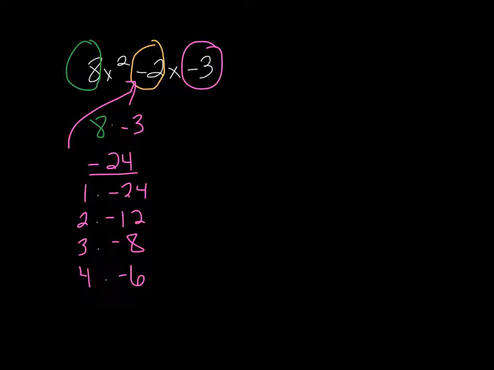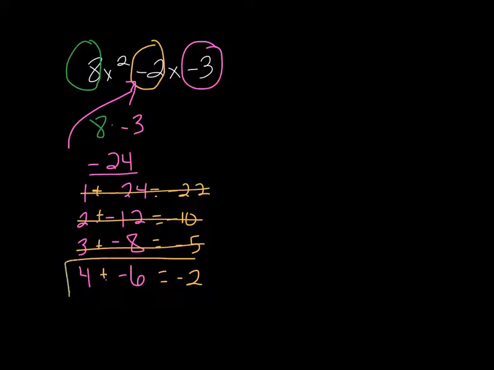Now let's add these together to see which one equals b. 1 plus -24 is -22. That doesn't work. 2 plus -12 is -10. That doesn't work. 3 plus -8 is -5. That doesn't work. 4 plus -6 is -2. That's what we want.